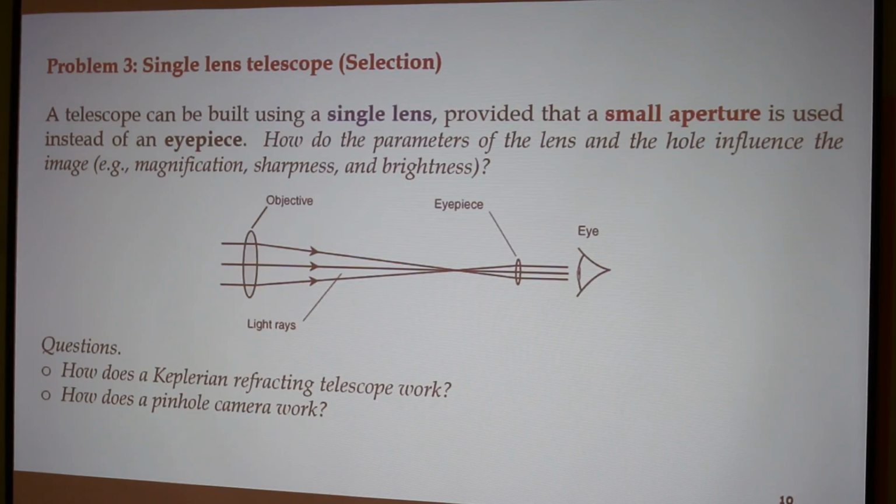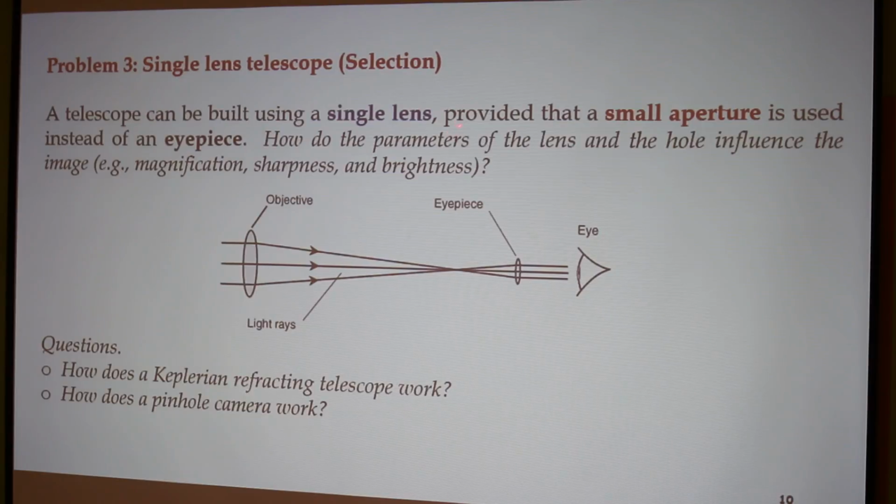So you have a telescope built using a single lens, provided that a small aperture is used instead of an eyepiece. This context obviously assumes that you know what a telescope is. Let's say the Keplerian refracting telescope is basically made up of 2 lenses. One is the objective lens, the one in front, and then you have an eyepiece behind. This lens system is the basic thing that you need for a telescope.